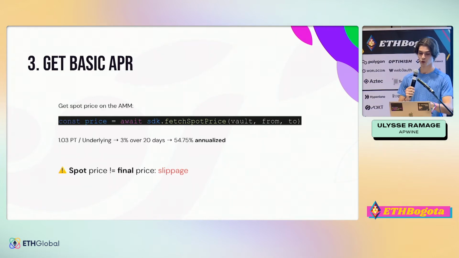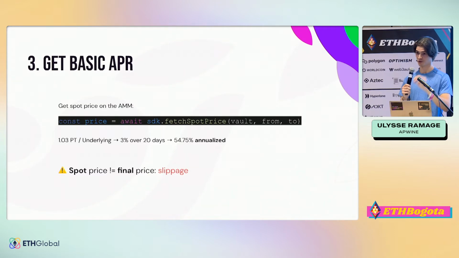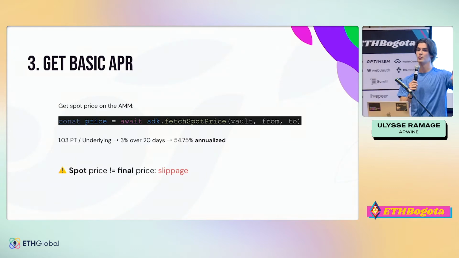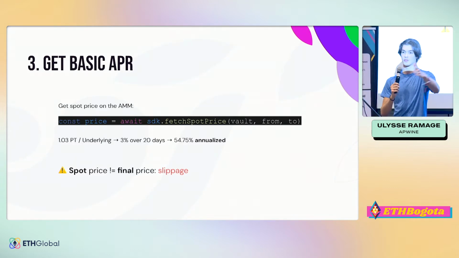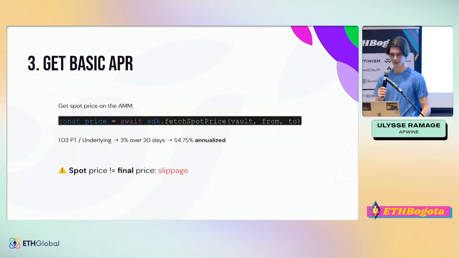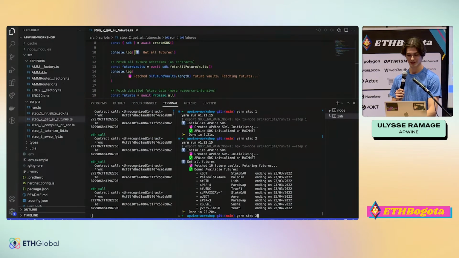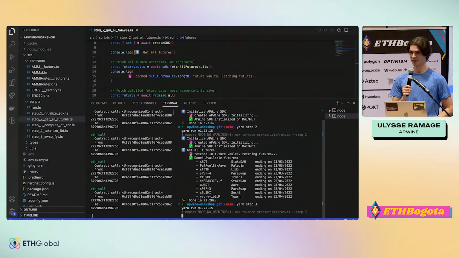So price is equal to sdk.fetch spot price. You pass the vault, so this is going to be our staked ETH vault, and then from and to. These are 2 different strings. So you can put underlying, PT, or FYT. Very simple. And this is what we're going to do right now and see the results. So yarn step 3.